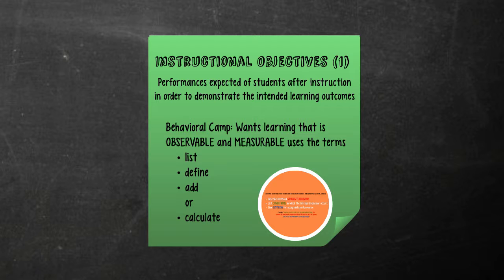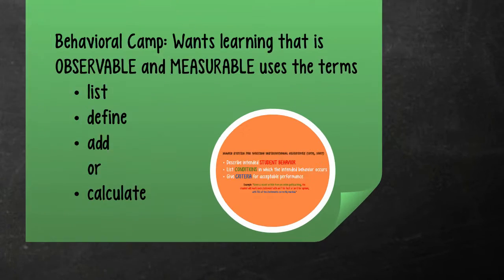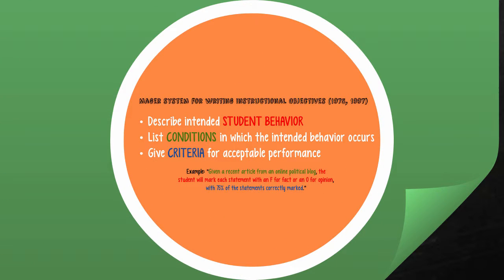When developing instructional objectives, there are two schools of thought, behavioral and cognitive. Behavioral is usually associated with lower-level terms such as list, define, add, or calculate. Behavioralists want to focus on learning changes that are both observable and measurable. During the 1970s, Robert Mager developed a standard system for writing behavioral instructional objectives. First, it would describe the intended student behavior, then the condition in which the intended behavior occurs. Finally, it gives some sort of criteria for an acceptable performance.